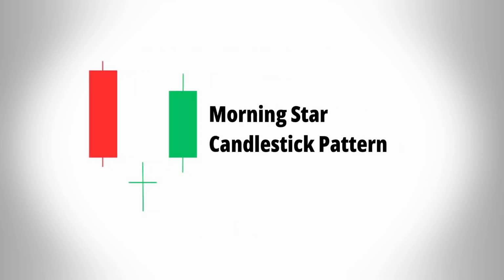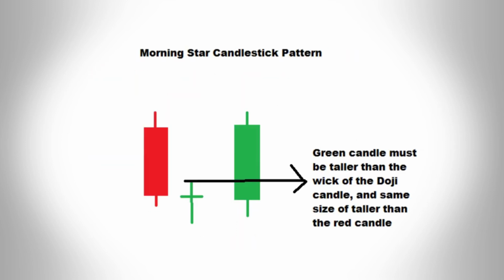Next is the Morning Star Candlestick pattern. The Morning Star pattern consists of 3 candles: a red bearish candle, a Doji, which is red or green, and a bullish green candle. It signifies the trend is about to reverse from a downward trend into an upward trend.